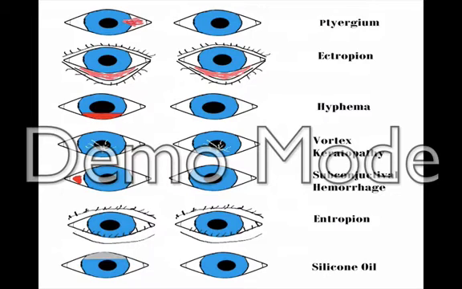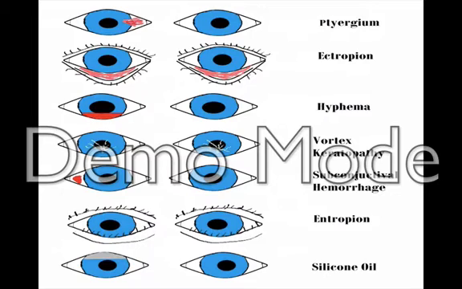Again, starting at the top here, we notice that there is a fibrovascular structure encroaching and is now on the cornea. This, of course, is a pterygium. This may need surgical intervention if it continues to grow and ultimately affect the patient's vision.